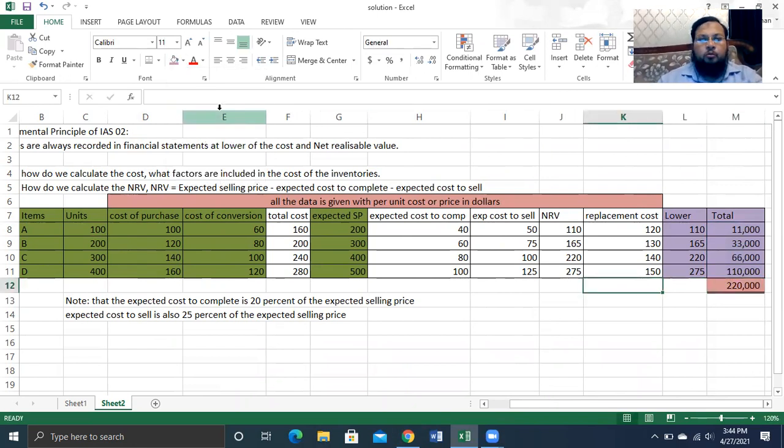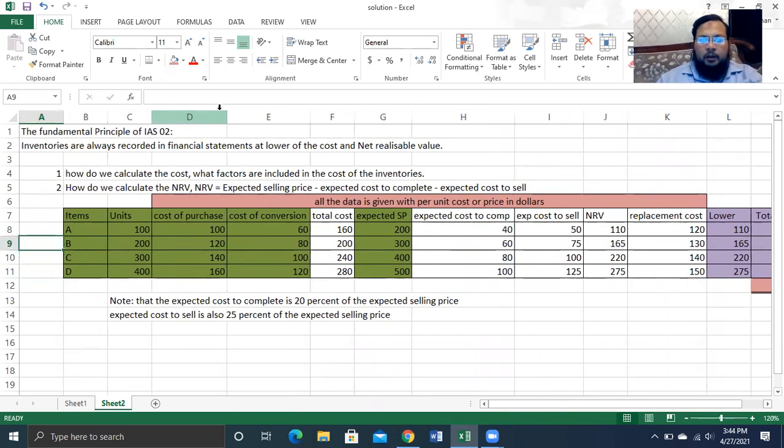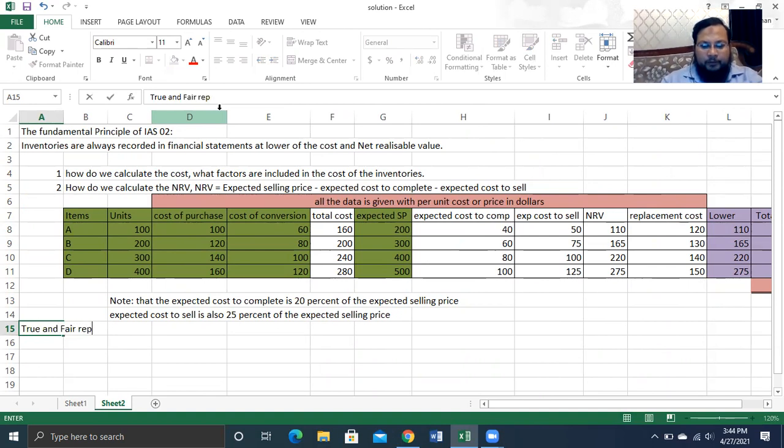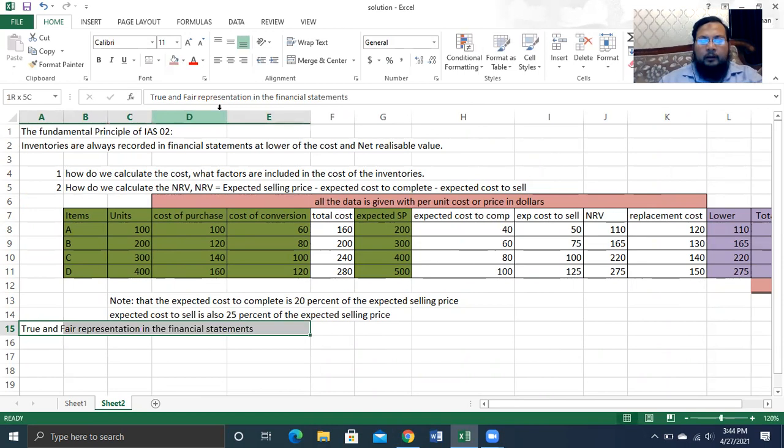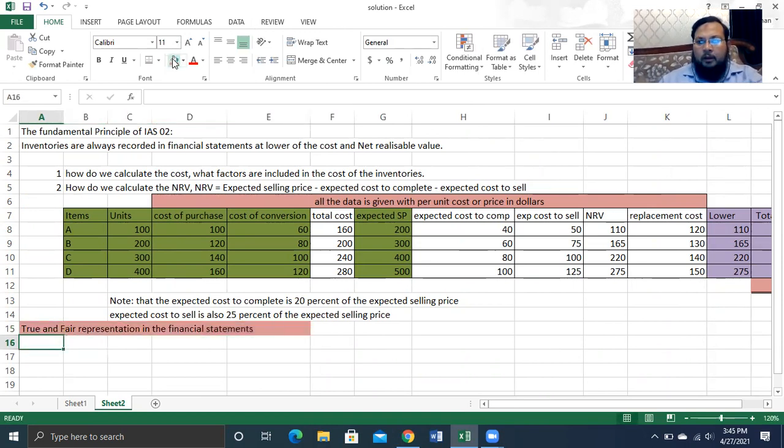So I would advise you to repeat this video again and again. Just have a deep look at every concept, how we calculate these steps. Now there is a question: why do we do that? Why do we compare NRV with the cost? It is because we are required to present a true and fair representation in the financial statements. So we cannot tell a lie in the financial statements to the stakeholders. So we are required to provide reliable information. In order to make the information reliable, you need to follow prudence.